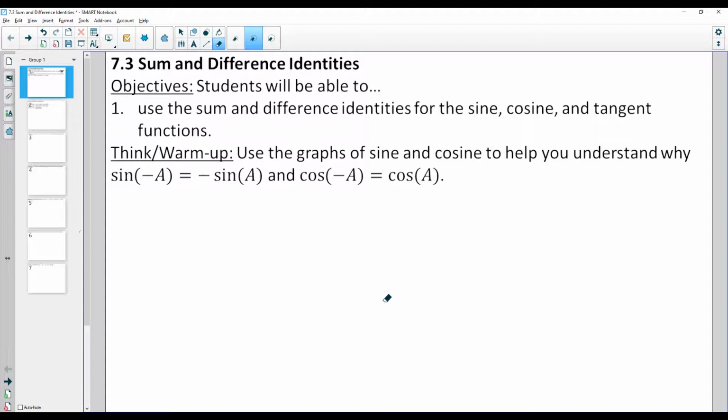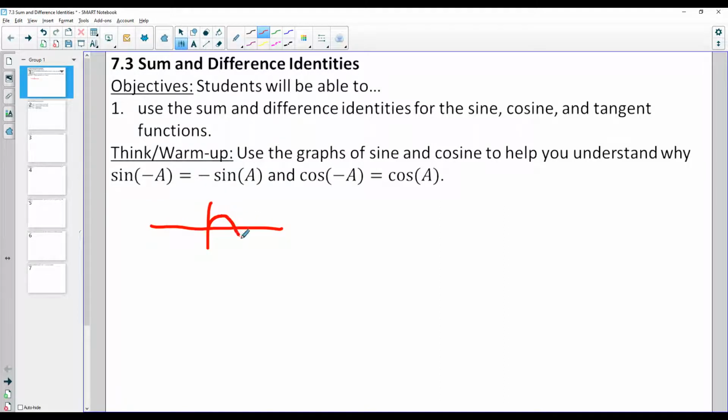Hey guys, welcome back. Today we're going to be getting into the sum and difference identities, which is 7.3. And just real quick for the think/warm up, I have used the graphs of sine and cosine to help you understand why the sine of negative a equals negative sine of a. Let's do that one first.